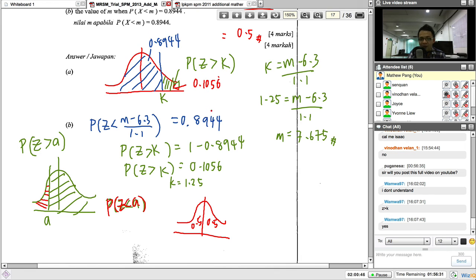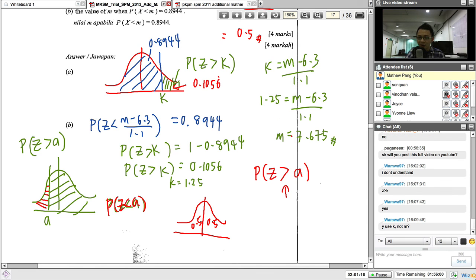So therefore, I know my Z bigger than K, I will get 0.1056. And in order to find the Z value table, you must change this into Z is bigger than something. Bigger than A, B, C, D, it doesn't matter. But this symbol must be bigger, then only you can find the Z value table. Okay? Do I answer your question?